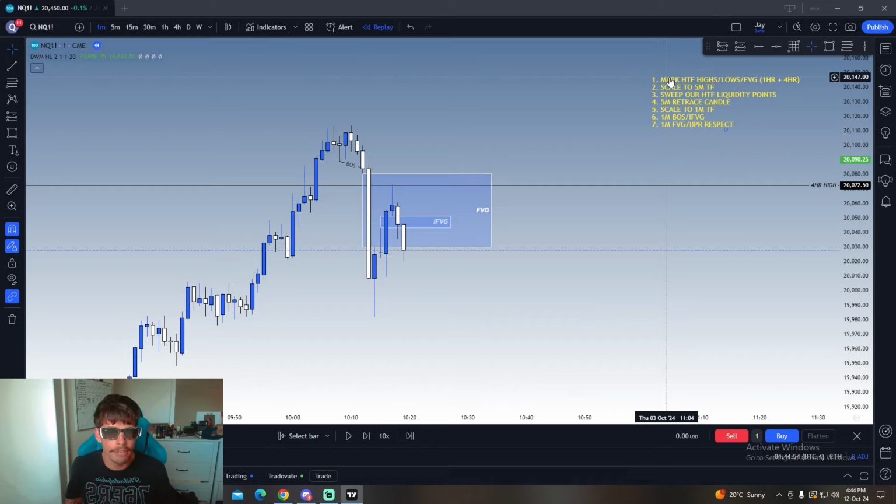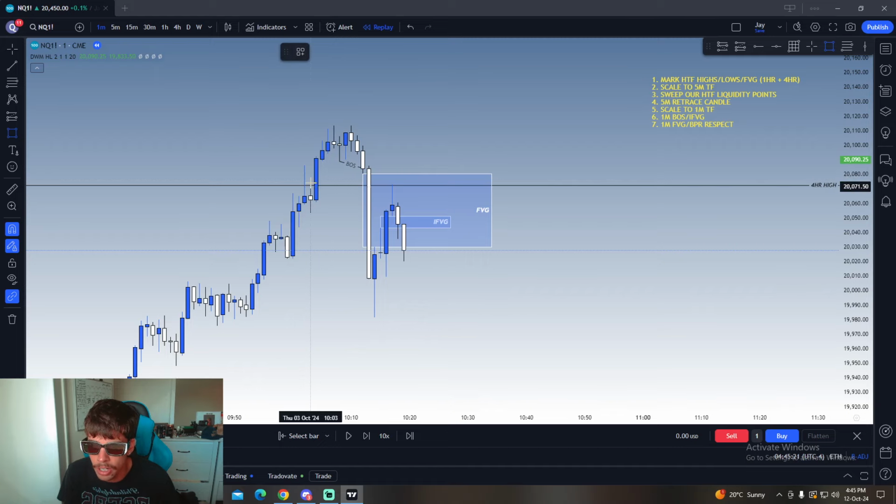Bang, we marked our high time frame highs and lows and fair value gaps. We scaled down to the 5 minute time frame. We swept our liquidity points. We got our 5 minute retracement candle, which we're in right now. And scaled to the 1 minute time frame, which we've just done. We've got our 1 minute break of structure or inverse fair value gap. And then 1 minute fair value gap / BPR respect.